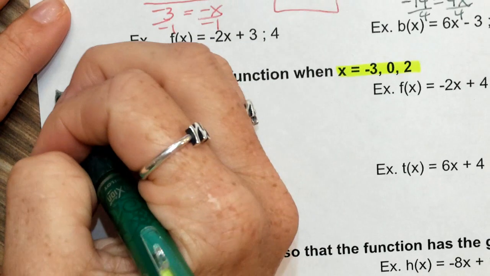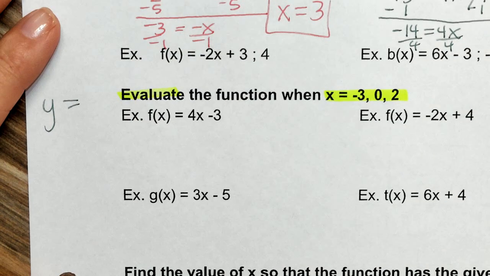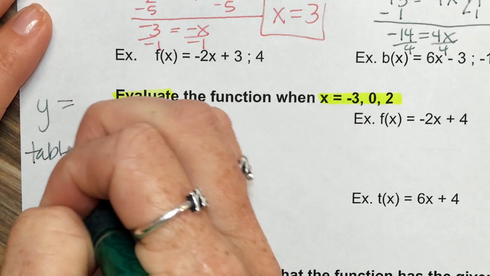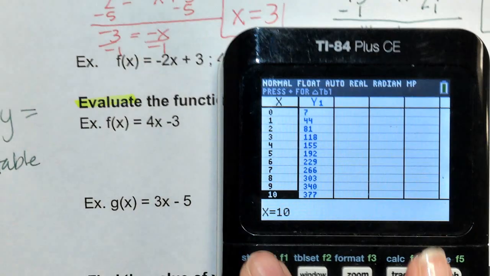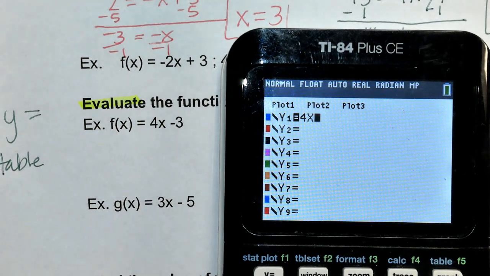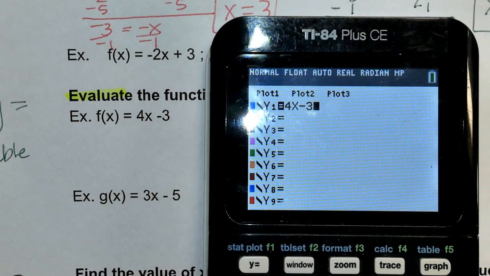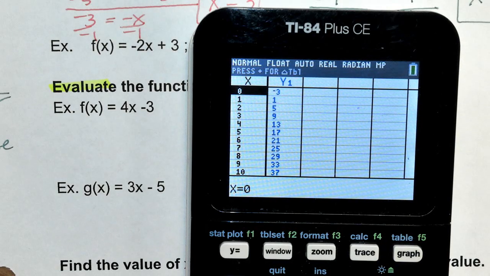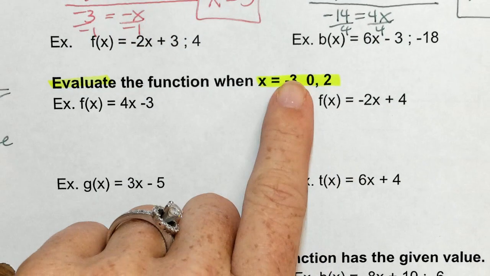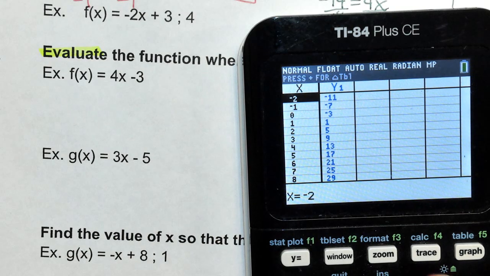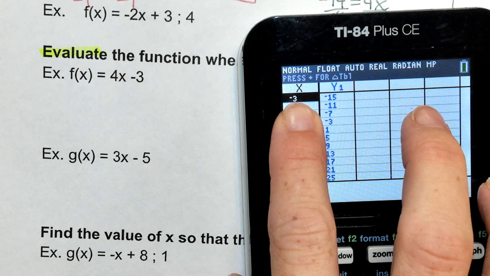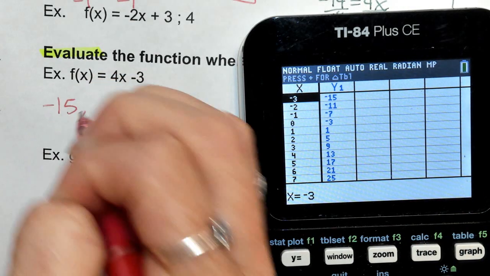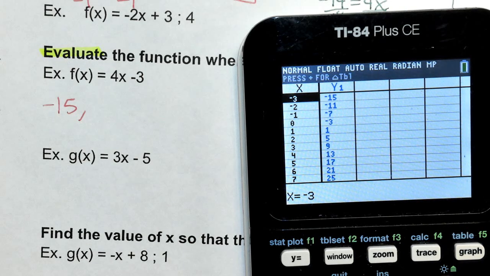Or I could simply use my y equals button in my calculator. Yes? And then go to the table. So everybody go to y equals. Type in 4x minus 3, and go to the table. I am looking for x is negative 3. So I scroll and I find when x is negative 3. Did everybody find it? What is y? Negative 15. That's my first answer.